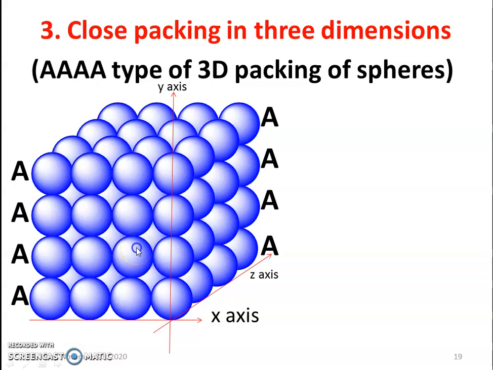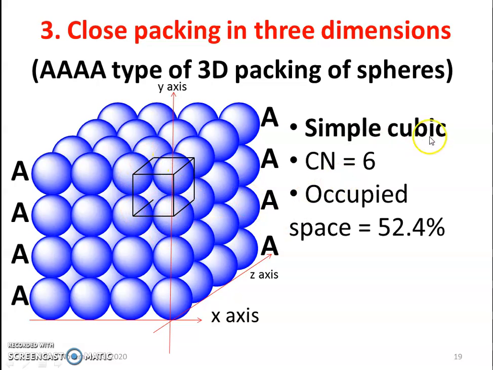Now it results in the formation of a cubic arrangement. Consider any 8 spheres in contact with each other: 1, 2, 3, 4, 5, 6, 7, 8. When the centers of these spheres are joined, there is a formation of a cube, and therefore this is a simple cubic arrangement. So this type of three-dimensional packing of spheres results in the formation of a simple cubic arrangement.